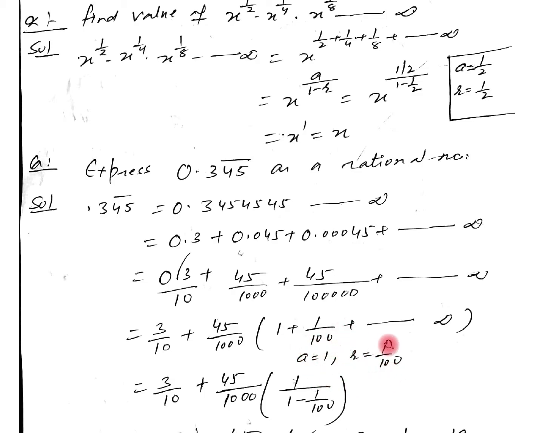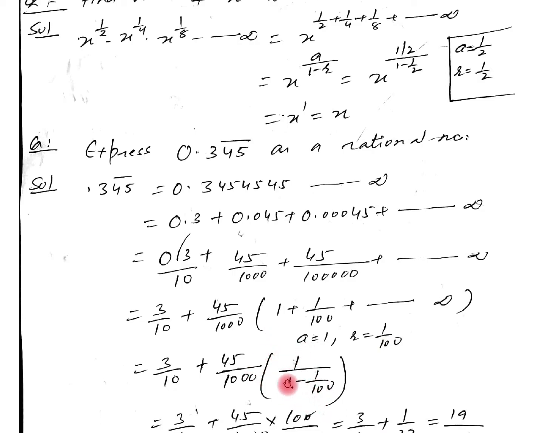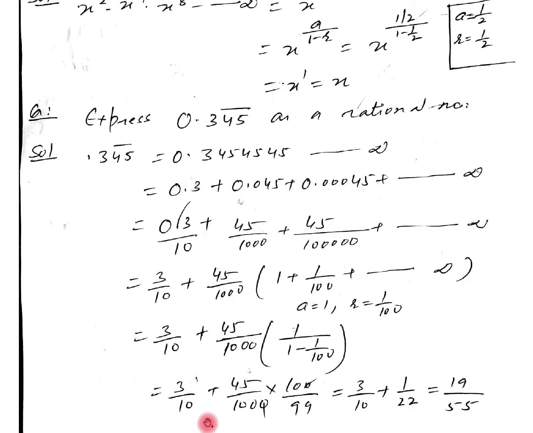Again we can find the sum of all the terms in the bracket with the help of infinite GP. So putting the values in a upon 1 minus r and simplifying it, we are getting 3 by 10 plus 1 by 22 is equal to 19 by 55. This is another way to express this as a rational number using infinite GP.